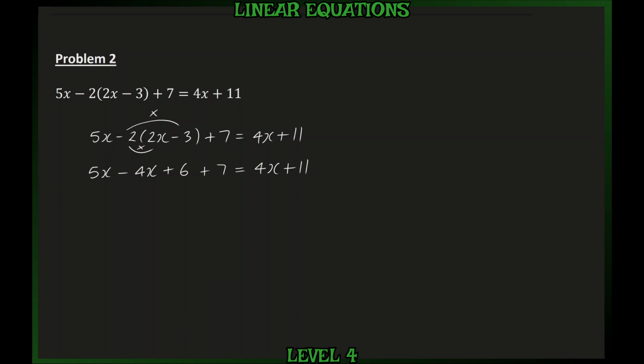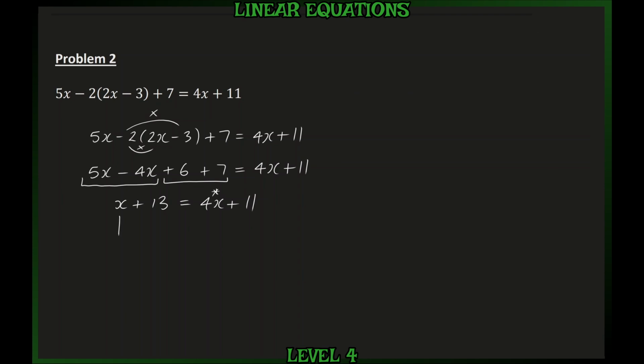and on the other side we have 4x plus 11. Now staying on the left we can simplify, and we can simplify by collecting together the like terms. So 5x minus 4x gives us 1x, or just x, and 6 plus 7 gives us positive 13. And on the right we still have a 4x plus 11. Now since we have an x on both sides of this equation, we're going to keep them on the side where we start with the most, and that's the right hand side.